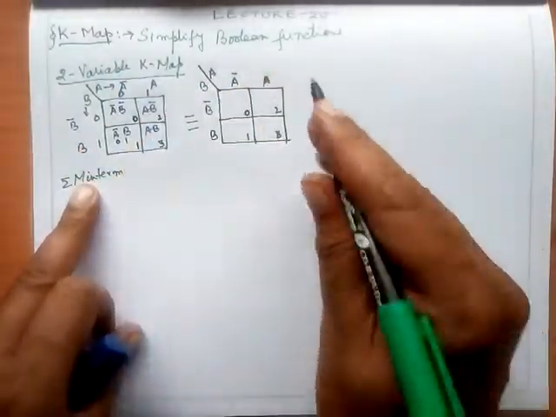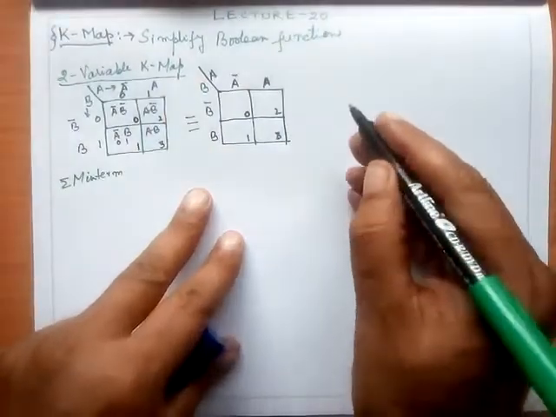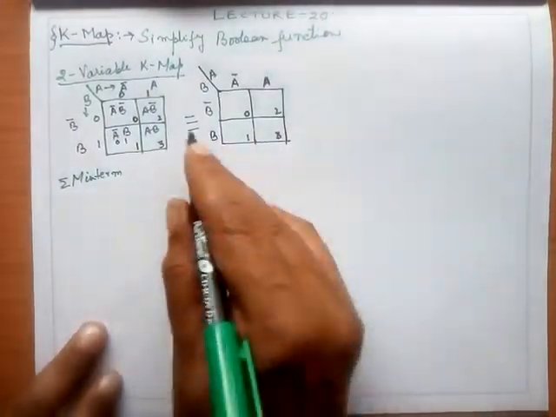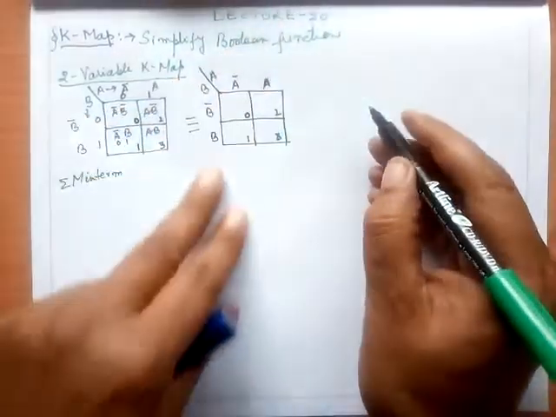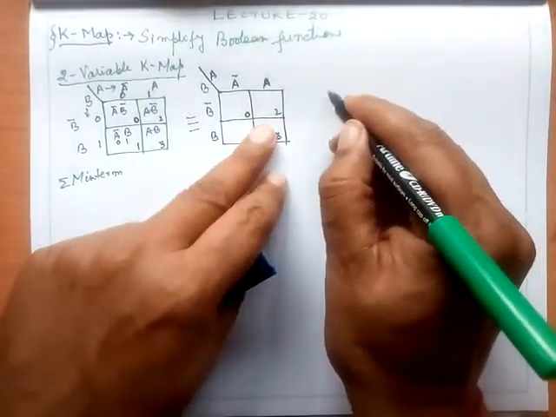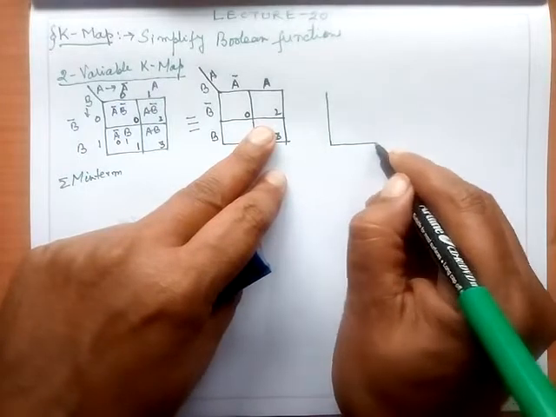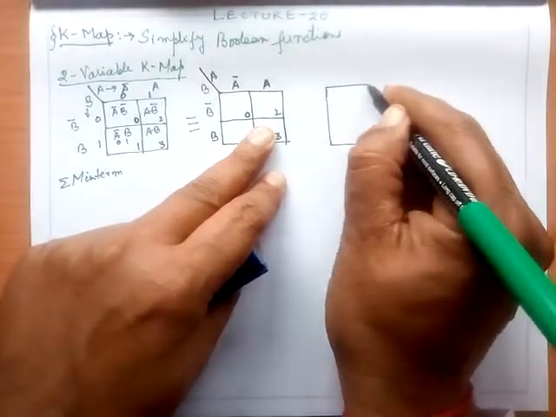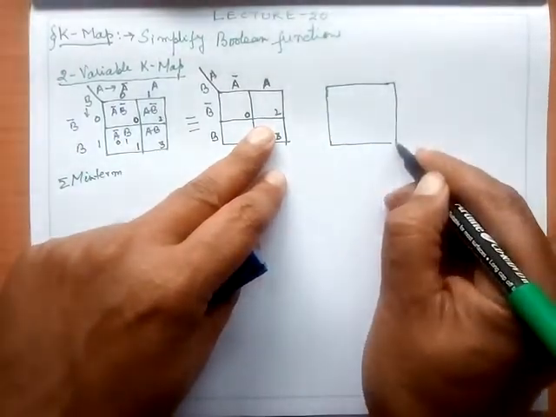Similarly, I can make it for max terms also. If I have to draw a 2 variable K-map for max terms, how will I make it? Just see, for max terms, again I draw a rectangle or a square, I can say.